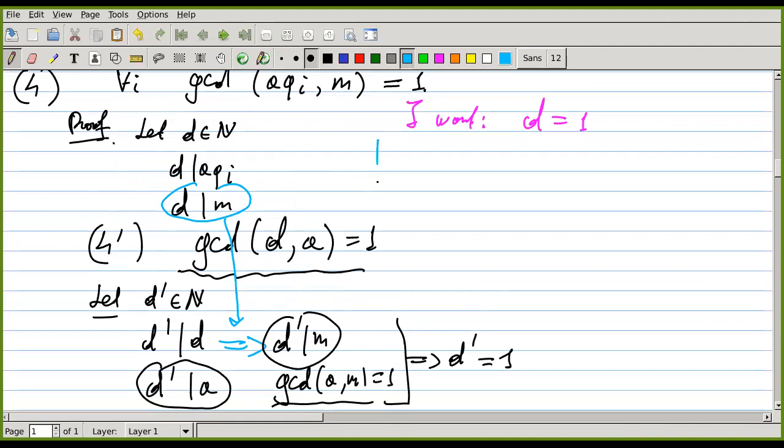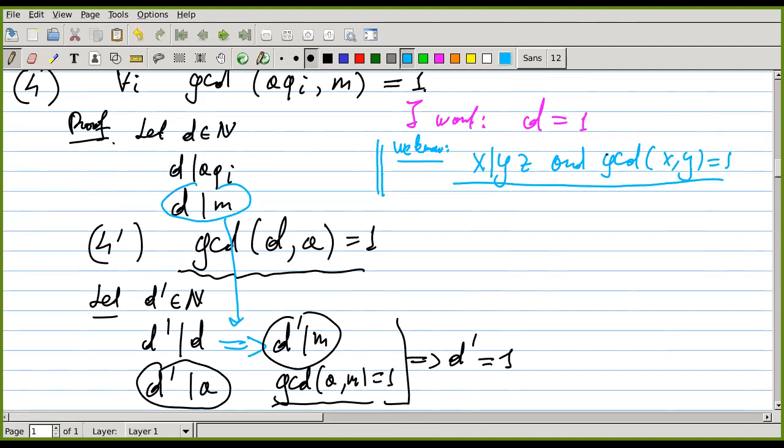But we know the following important fact. Assume that x divides y multiplied by z, and x and y are co-prime. Then x divides z. Do you remember this fact?